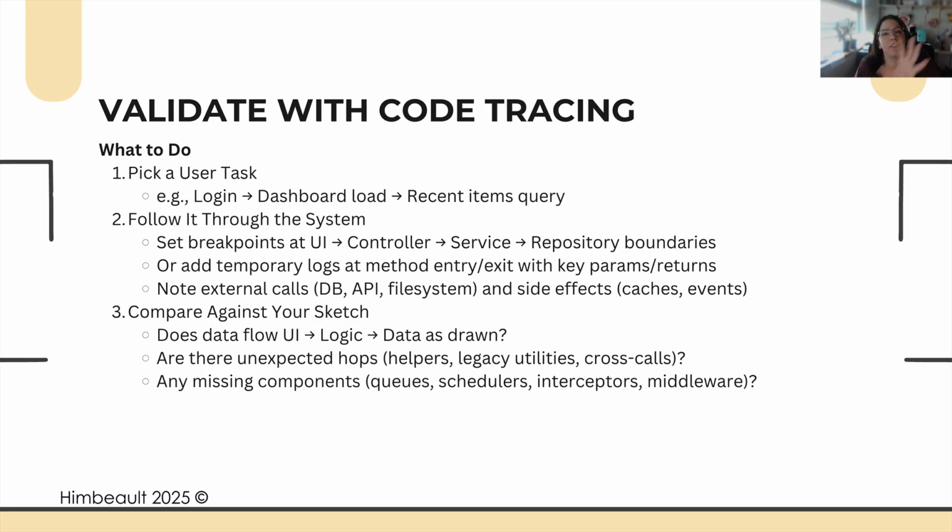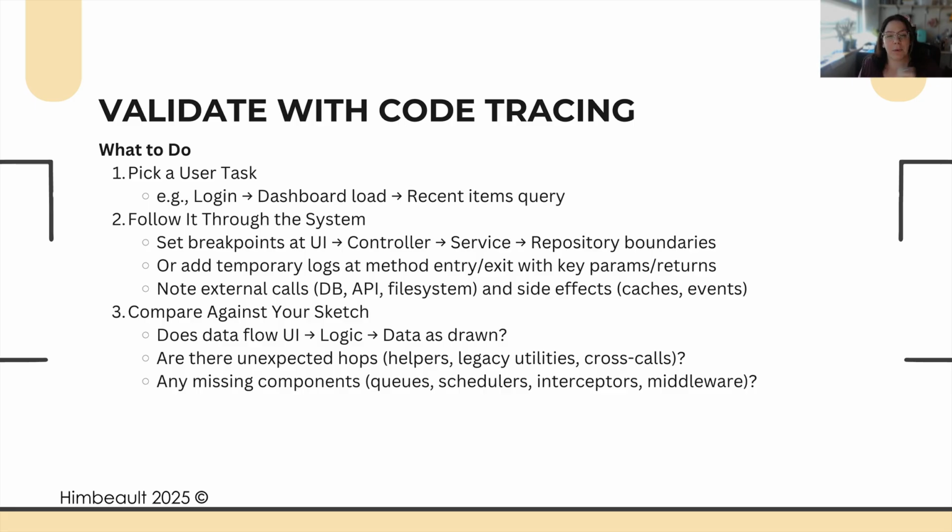Now, once we've set that up based on what we can see, and hopefully we have already built and run the code, we can validate that the bucket flow we've just sketched out is correct by code tracing. So let's pick a user task like logging in and going to a dashboard, or getting a full list of recipes from the database, whatever it might be, and follow it through the system.